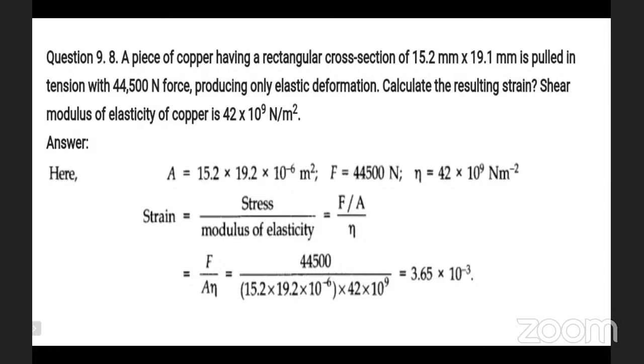44,500 newtons, and eta value is 42 point, that means shearing modulus 42 into 10 to the power of 9 Newton per meter square. Now we'll find out the strain, which equals stress by modulus of elasticity, F by A by eta. So strain equals F by A eta, that equals 44,500 by 15.2 into 19.2 into 10 to the power minus 6 into 42 into 10 to the power of 9. Then we can do the calculation. Now see here, 3.65 into 10 to the power minus 3. This question is the answer.